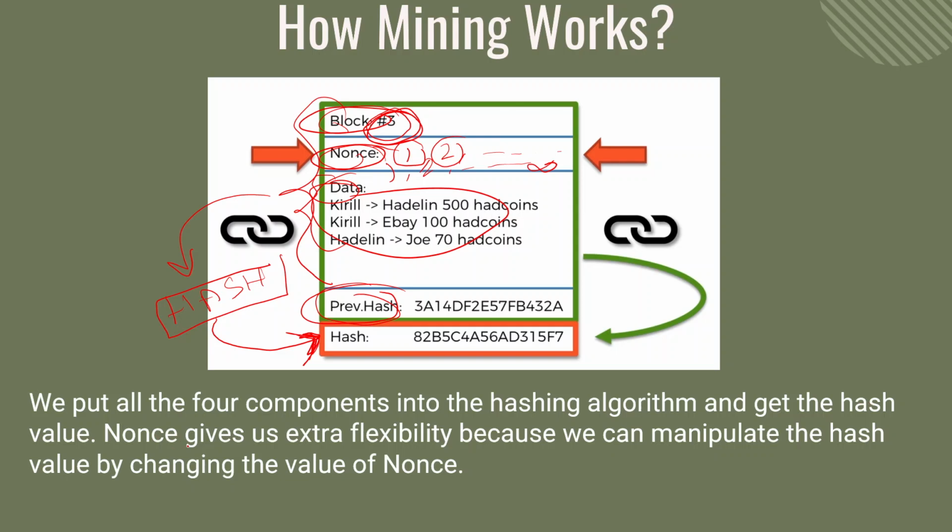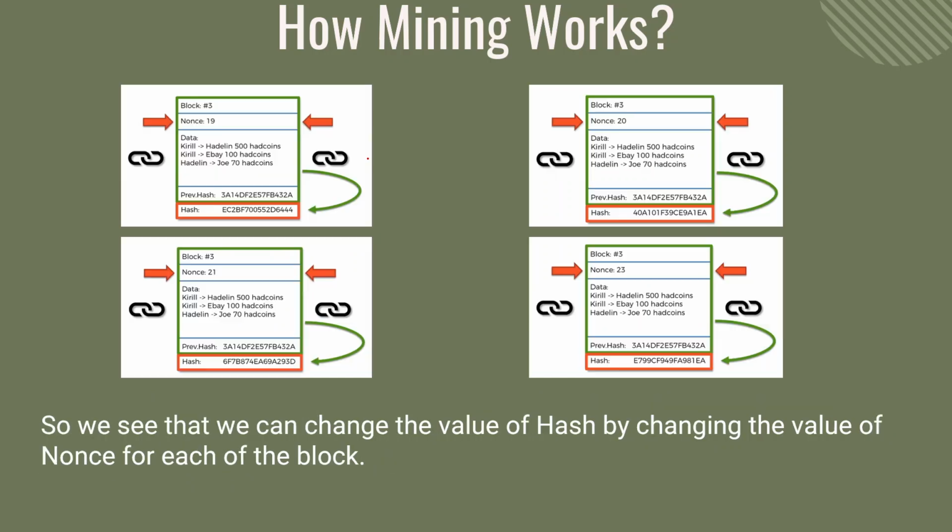As I said earlier, nonce gives us extra flexibility because we can manipulate the hash value by changing the value of nonce. We can only manipulate the value of nonce, not the value of block, not the value of data, not the value of previous hash. We can only change the value of nonce. So different values of nonce generate different hashes. Here we can see that the block number, data, and previous hash are the same for all these four examples. The only thing that is different is the nonce.